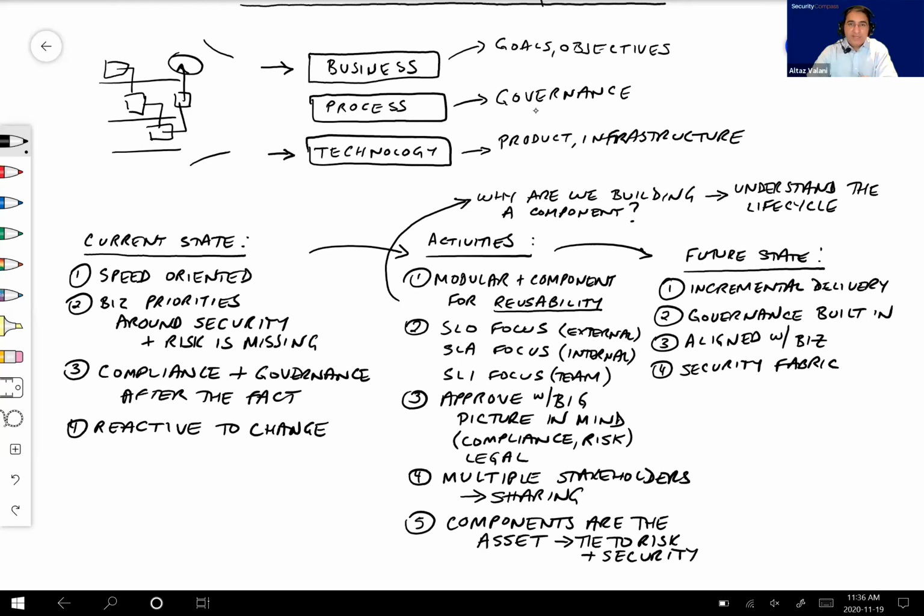Interesting. So we talked about the current state, we talked about the future state. We've even got at least five activities that we can do. Modularization, SLO, SLA, SLI focus, always looking at approval from a big picture perspective with compliance, risk, and legal, getting everybody involved with this, with the intent that we're going to land into this incremental delivery model that's going to come forward. What are some of the challenges in trying to do some of these activities?